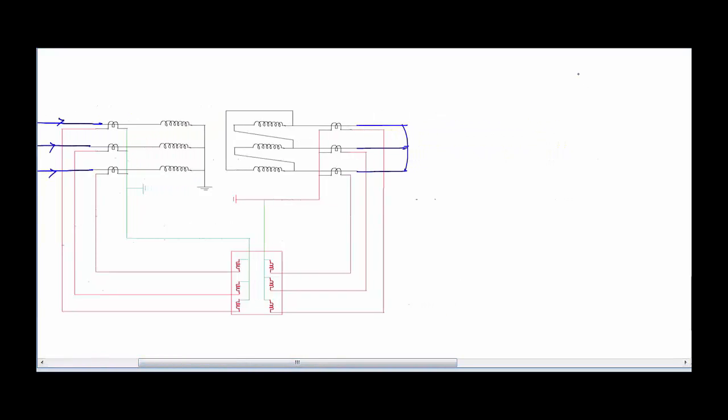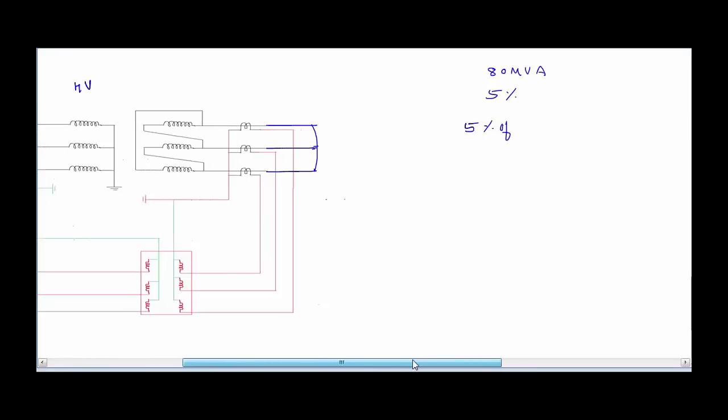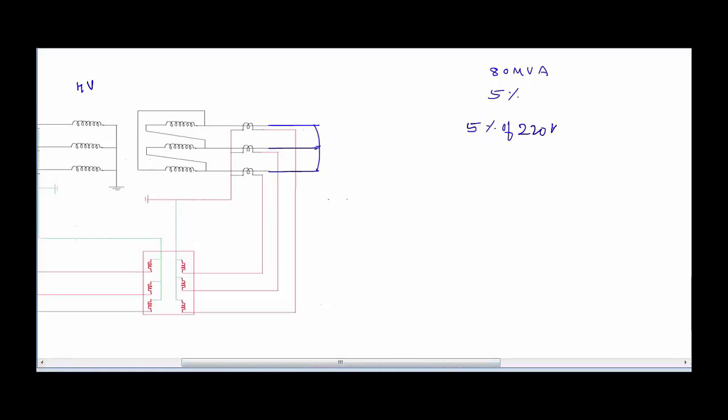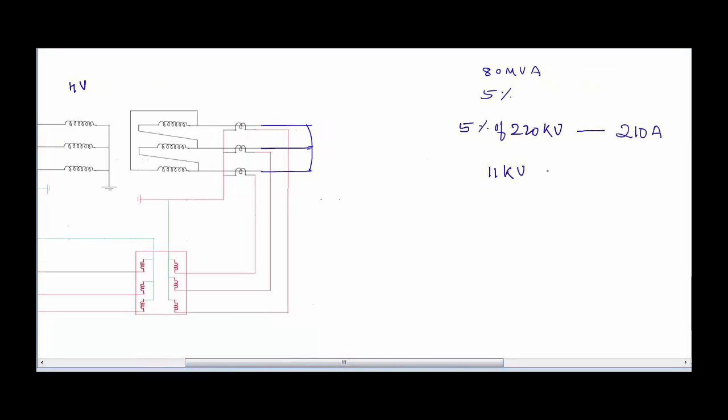So for this particular case where the MVA rating was 80 MVA, if we say that the percentage Z of the transformer is 5%, it means that during such a situation when there is a short circuit on one side of the transformer, then if we apply 5% of the rated voltage, so in this case we are applying voltage from this side, so this is the HV side, which is 220 kV. So if we are applying 5% of 220 kV from the HV side, and if the LV side is in shorted condition, then the HV side is going to draw a current which will be equal to the rated current. So in this case the rated current is 210 amperes. So 5% of 220 kV is nothing but 11 kV. So during short circuit condition, if 11 kV is applied, the current drawn will be 210 amperes.